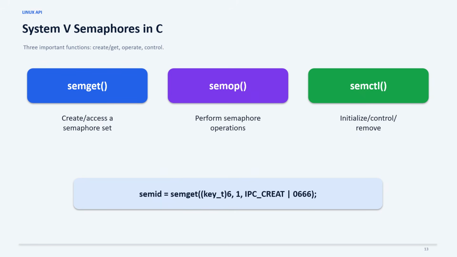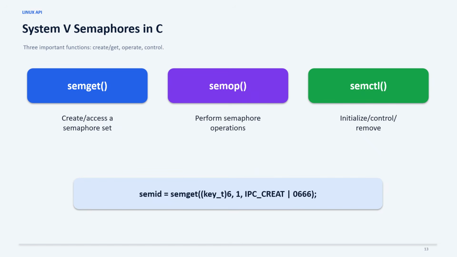Now let us move from theory to implementation. In Linux, one traditional IPC mechanism is the System V semaphore. Three important functions are semget, semop, and semctl. semget is used to create a new semaphore set or access an existing one. semop is used to perform operations on semaphores, and semctl is used to control a semaphore set, such as setting values, retrieving information, or removing the set.